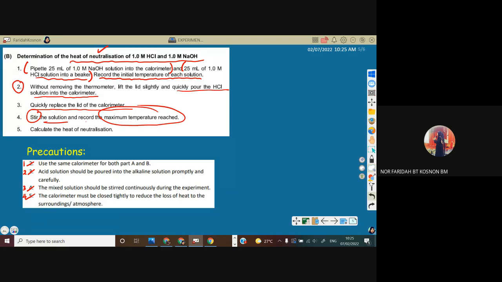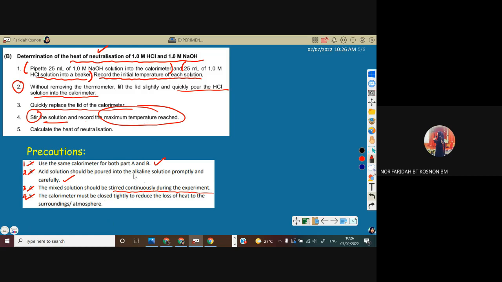Alright. And now for precaution step. Okay. For this experiment, you have to be aware of the precaution steps where you have to use the same calorimeter for both part. Okay. Part A and part B. Alright, and then the acid solution should be poured into the alkaline solution promptly and carefully, dengan berhati-hati, dengan teliti, dengan cepat. You kena tambahkan acid solution. Masukkan dalam calorimeter that contains sodium hydroxide tadi tu. And you have to stir the solution, the mixed solution continuously during the experiment, and the calorimeter must be closed tightly to reduce the loss of heat to the surroundings or atmosphere.